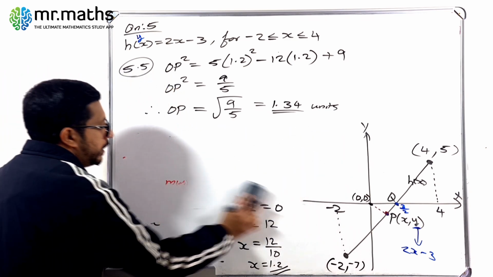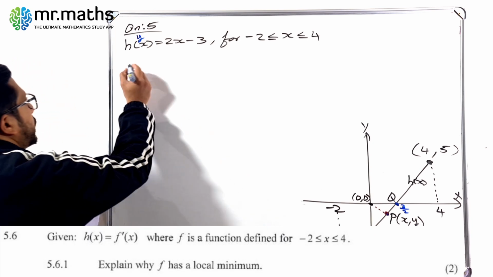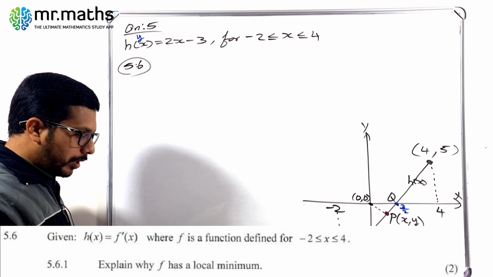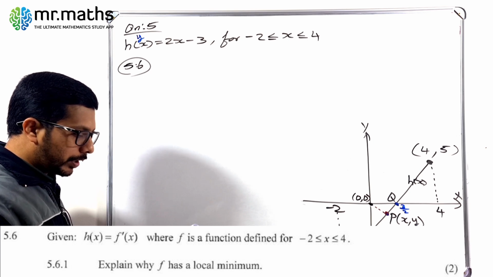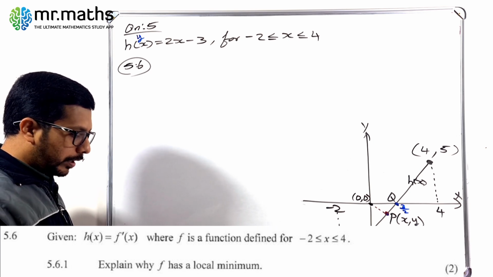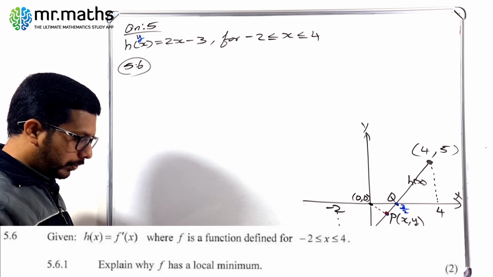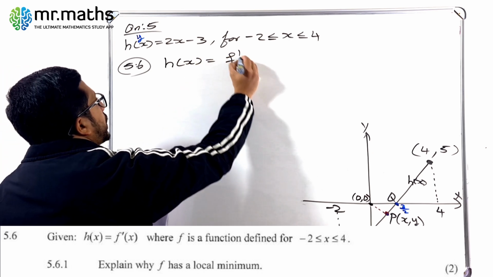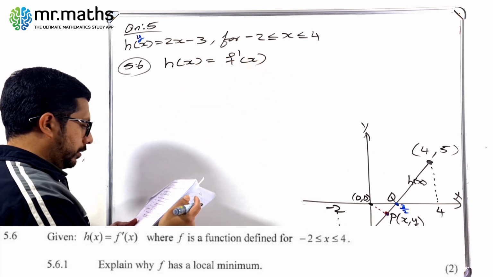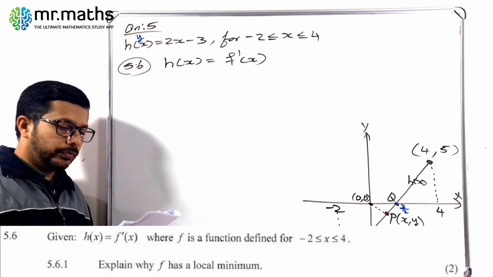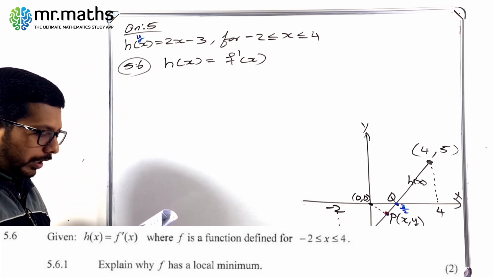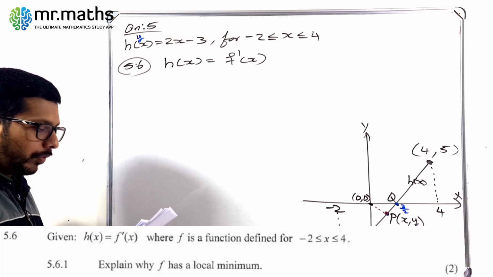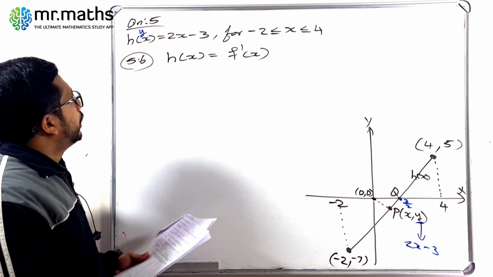Now let's move to 5.6. Question number 5.6. What is that question? Given h of x is equal to f dash of x, where f is a function defined for minus 2 less than or equal to x less than or equal to 4. Okay, so there is a given h of x is equal to f dash of x, where f is a function defined for minus 2 to 4. Explain why f has a local minimum. You have to find why f has a local minimum.